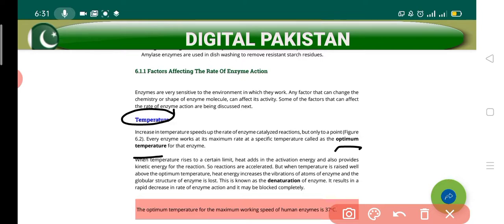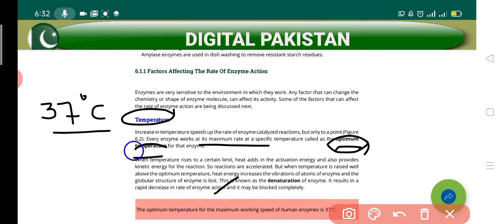Suppose there are some enzymes which work at a 37-degree temperature, and they work perfectly at this temperature. It means their working rate is the maximum. So that specific temperature is known as the optimum temperature.